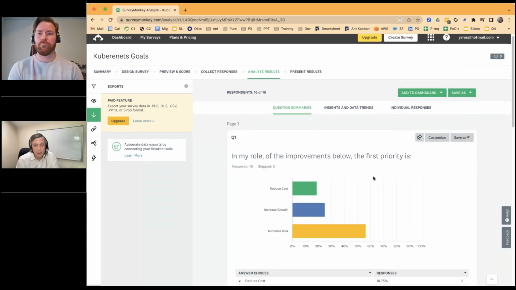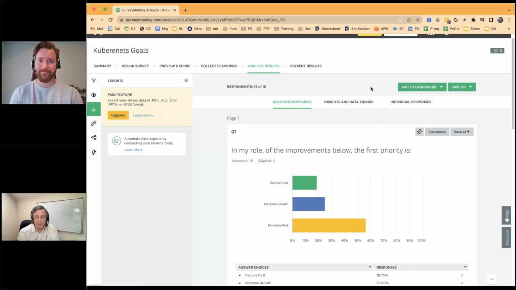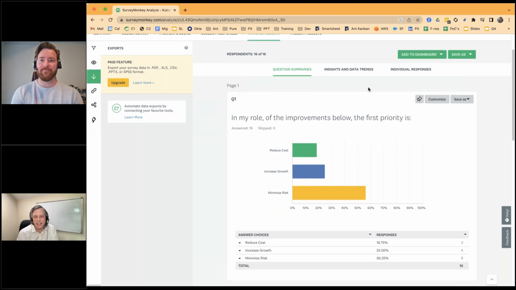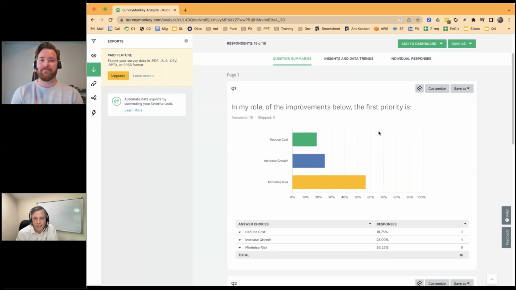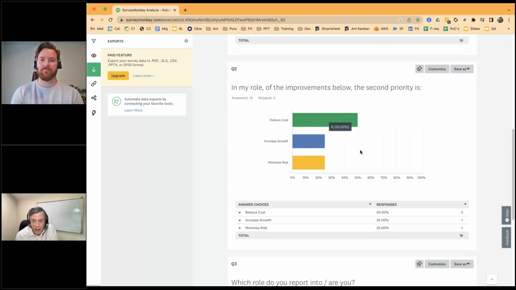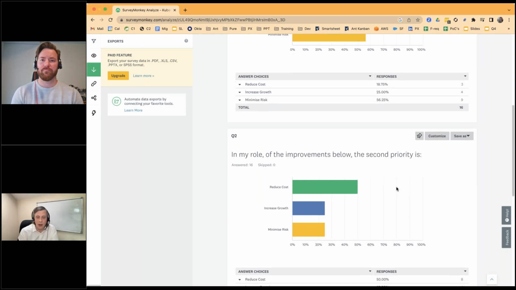So we've got minimize risk as the primary goal here, which isn't what I was expecting actually. So that's fantastic. What's the phrase? When the information changes, change, something like that. So thank you for sharing that. So 56% of you are looking to minimize risk, and the second priority is to reduce costs.